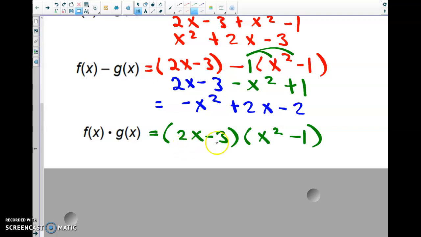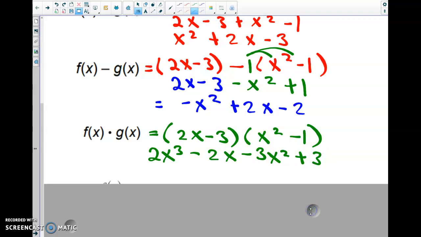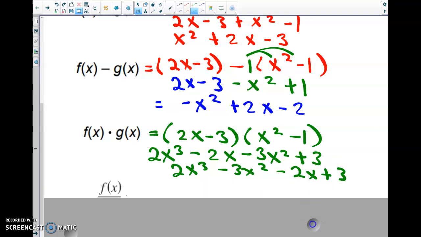So FOILing, 2x times x squared, 2x cubed, 2x times negative 1, negative 2x. Negative 3 times x squared is negative 3x squared. Negative 3 times negative 1 is a positive 3. In standard form, we go from the highest exponent to the constant, so we just have to reorder these two. So 2x cubed minus 3x squared minus 2x plus 3. These are whole new equations when you combine two different functions together.